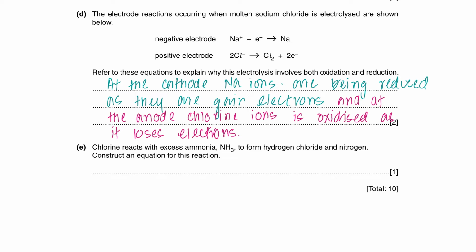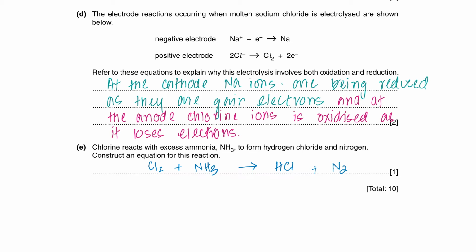Chlorine reacts with excess ammonia to form hydrogen chloride and nitrogen. Construct an equation for this reaction. Well, it's telling you what's being made. Let's try doing it. Chlorine is going to be Cl2, with excess ammonia, NH3, and it tells you what's being made: HCl and nitrogen. Now the challenge is to balance it out. Let's see if we can do it.